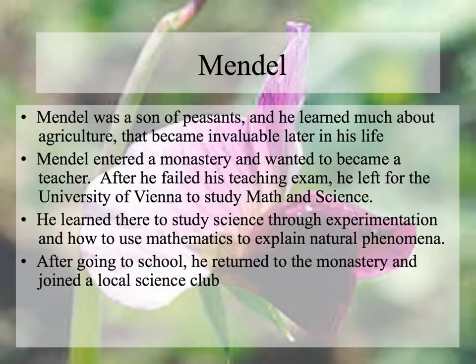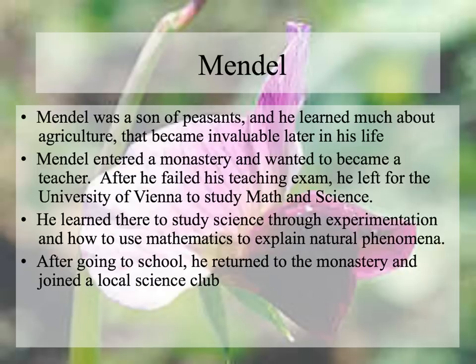So Mendel's story, where did he come from? He was a peasant, and because of that, he knew a lot about agriculture and farming. That knowledge is going to help him make some good decisions about his research later in life. Mendel originally wanted to be a teacher, and we're not talking like me, a high school teacher, we're talking more on the college level, more like a professor. Back then there was an exam you needed to take in order to be a professor. He failed the exam, and so he decided instead to study math and science in Vienna.